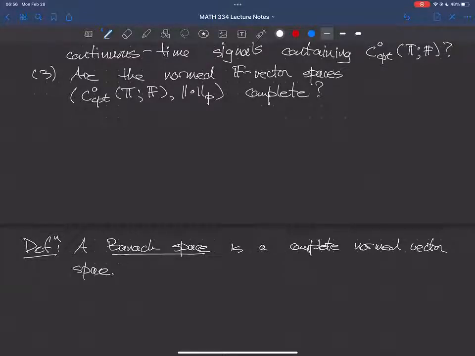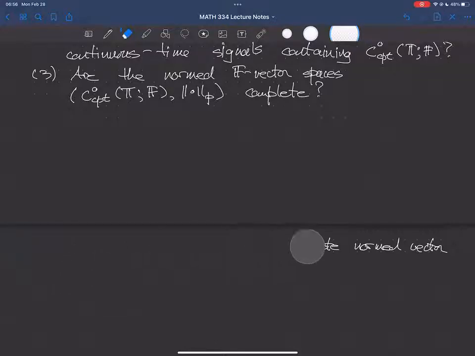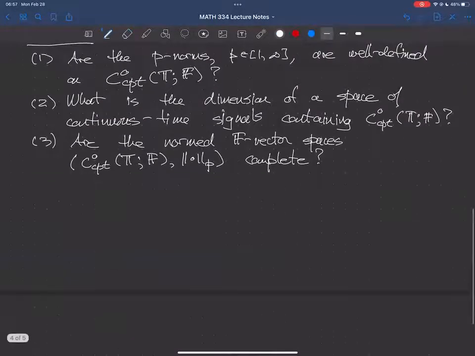The fact that these things have a human name attached to them suggests that they're important, and indeed they are. The initial work on the subject of Banach spaces was done by the Polish mathematician Stefan Banach, sort of starting in the 1930s. So Banach space. There's some terminology that we can use.